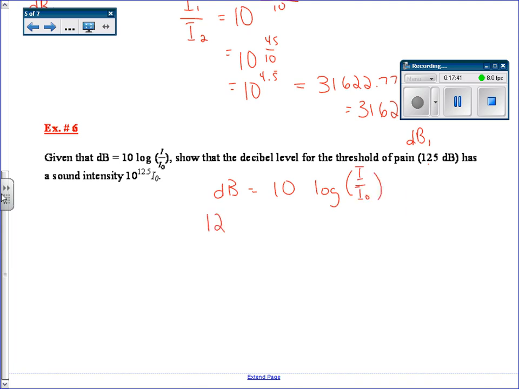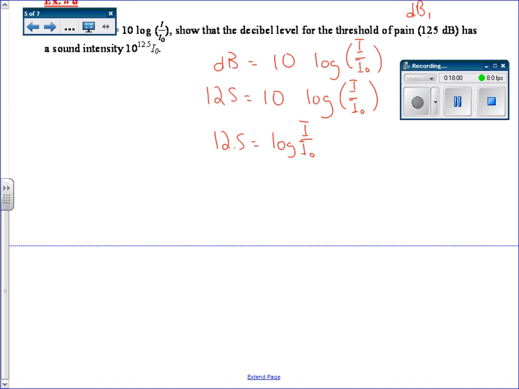So 125 is equal to 10 times log I over I0. So we have 12.5 equals log I over I0. We're going to convert this to exponential form. So 10 to the power of 12.5 is equal to I over I0, so the intensity is equal to I0 times 10 to the 12.5, which is the same thing as that, I've just written it a little differently. I guess we didn't solve the exponent there, that's okay.